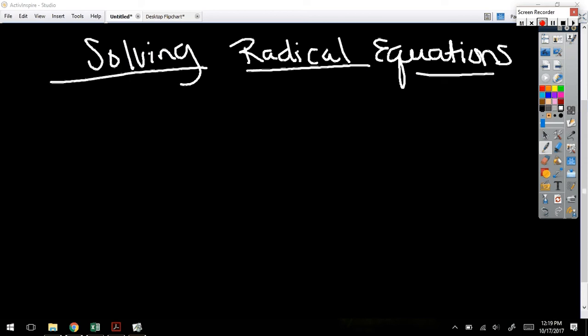Before we talk about radicals, I want to talk about rational exponents. We'll talk about 3 scenarios. We'll talk about rational exponents, which are a type of radicals. We'll talk about 1 radical in the equation, and we'll talk about 2 radicals in the equation, okay?